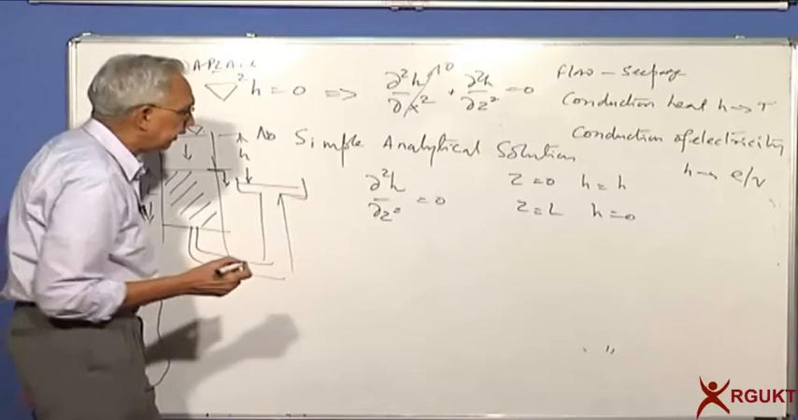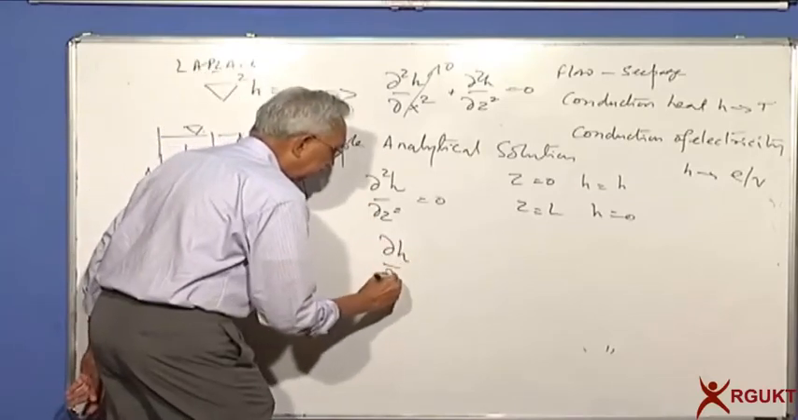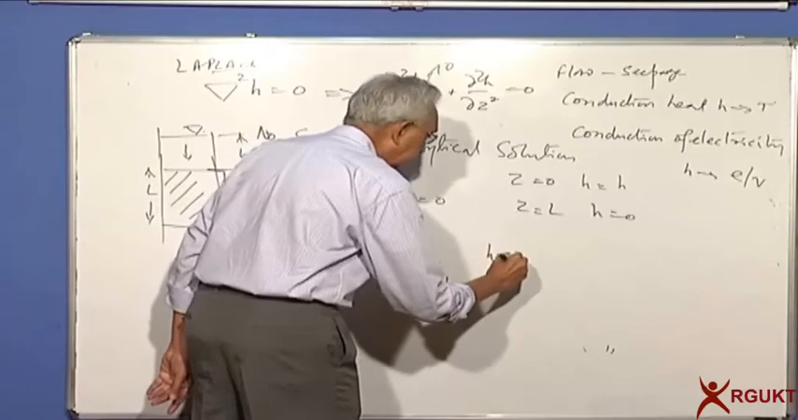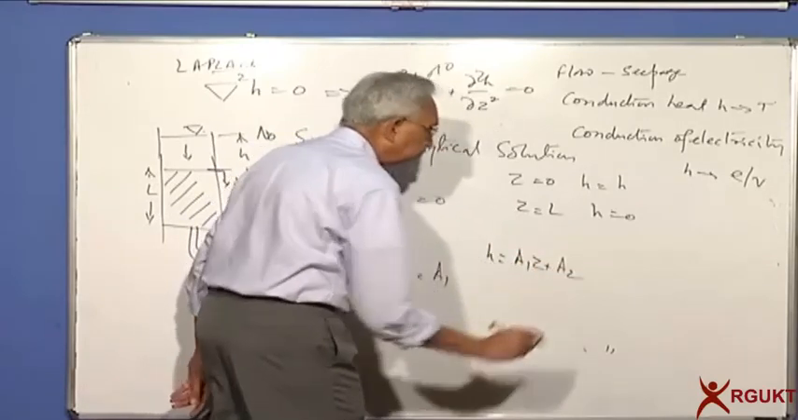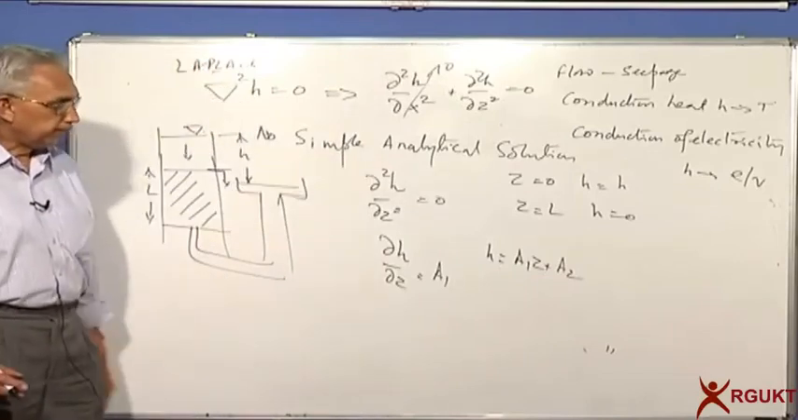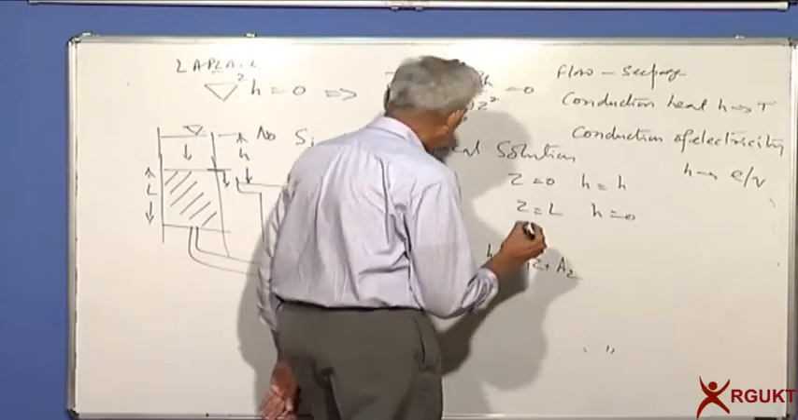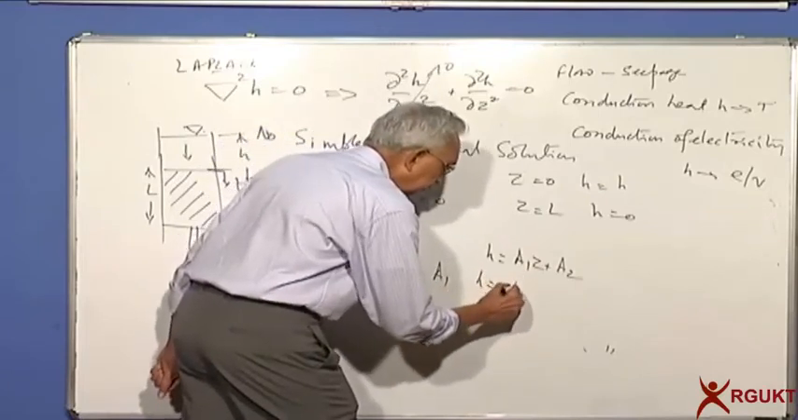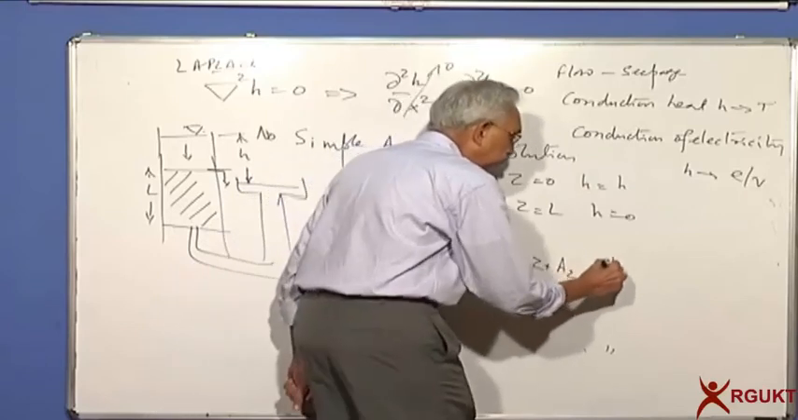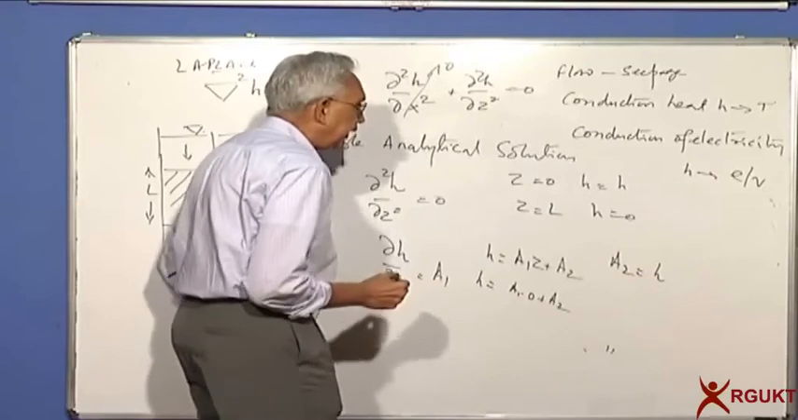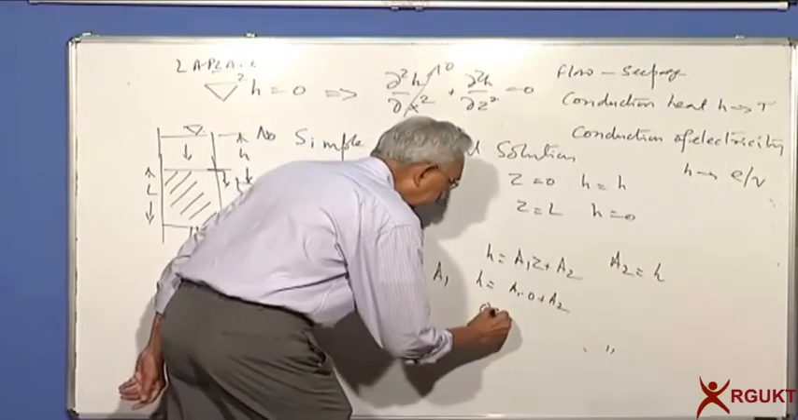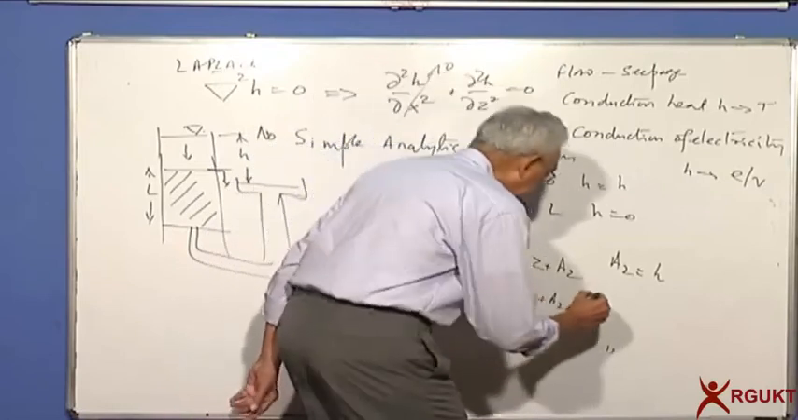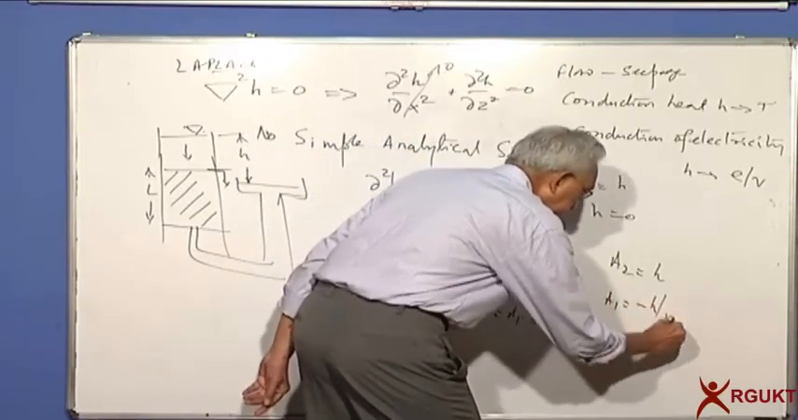Now can you integrate this very easily? If I integrate once, delta H by delta Z is some constant A1, and if I integrate again, H will become equal to A1 Z plus A2. I can use the two boundary conditions. At Z equal to 0, H is equal to A1 into 0 plus A2, so A2 is equal to H. And at Z equal to L, H is 0, so 0 is equal to A1 into L plus A2, which is equal to H plus A1 L. So A1 is equal to minus H by L.